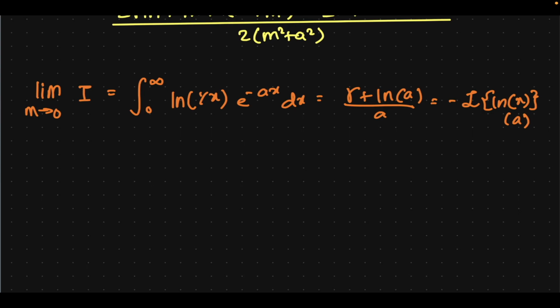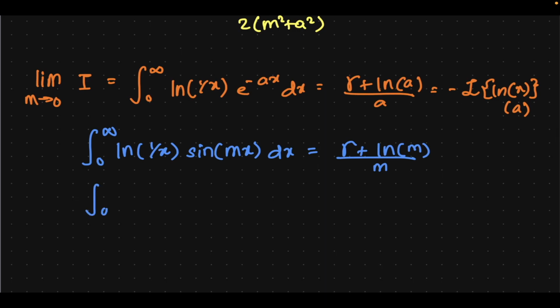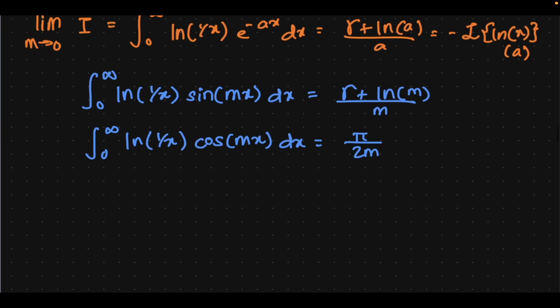Now, what if we set the limit as a goes to 0? With a going to 0, we'll have the integral from 0 to infinity of natural log of 1 over x times sine of mx dx to be Euler-Mascheroni plus natural log of m, over m. And the integral from 0 to infinity of natural log of 1 over x times cosine of mx dx to be pi over 2m.